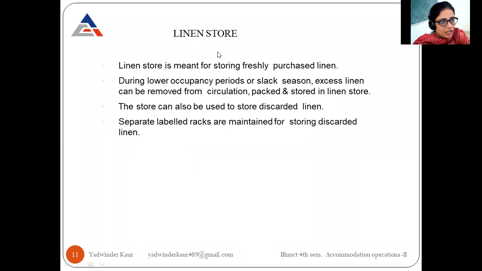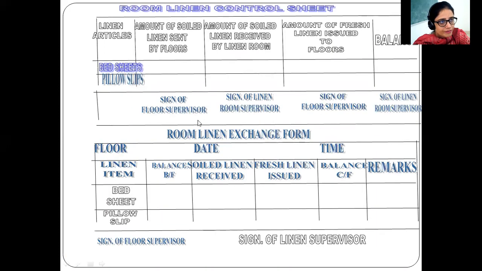So we have done the linen storage. Storage is for freshly purchased linen during lower occupancy periods or slack season. Excess linen can be removed from circulation, packed and stored in the linen store. The store can also be used to store discarded linen, right? Separately labeled racks are maintained for storing discarded linens.